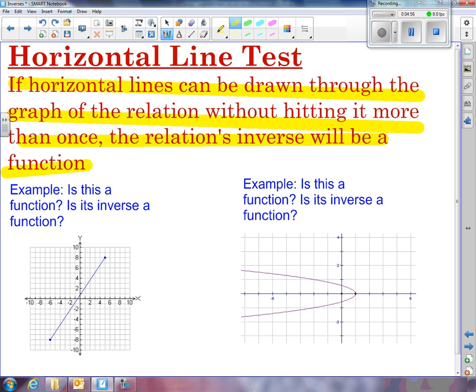So let's try a couple of simple examples. Here, let's determine whether or not this original graph is a function.